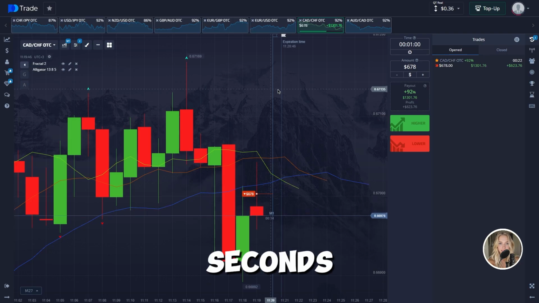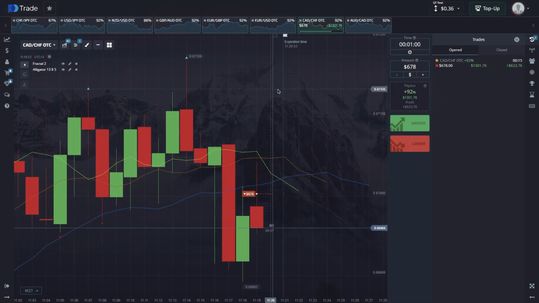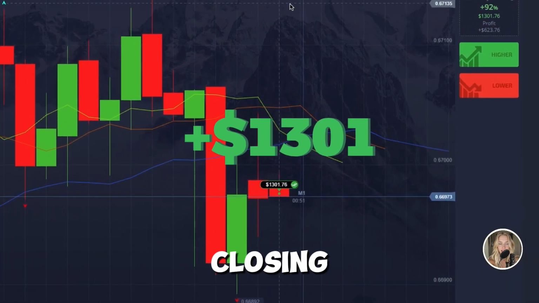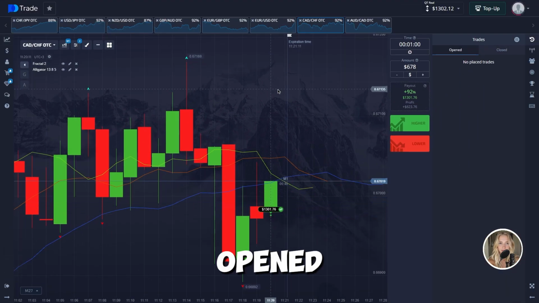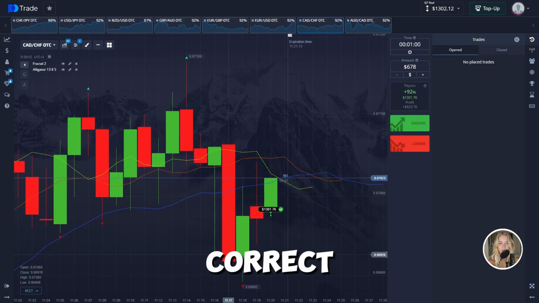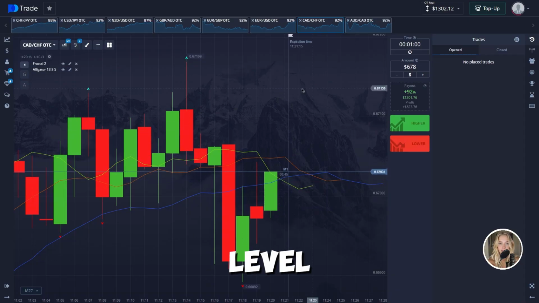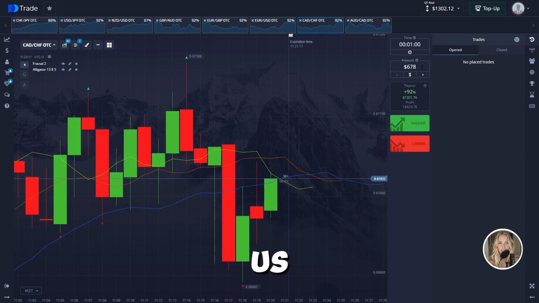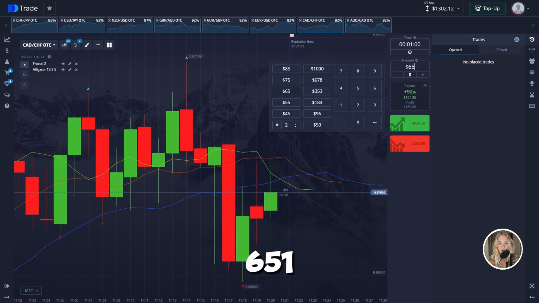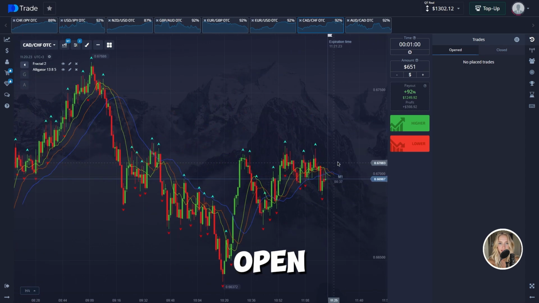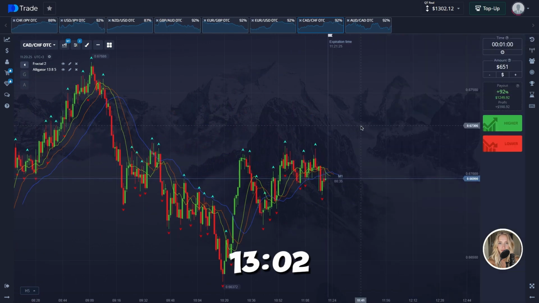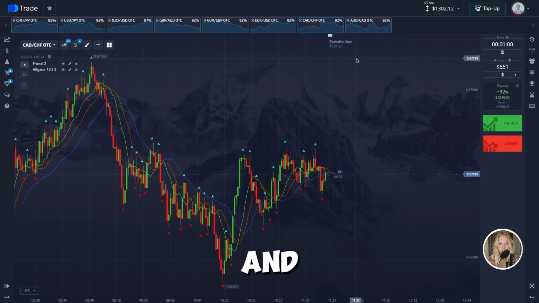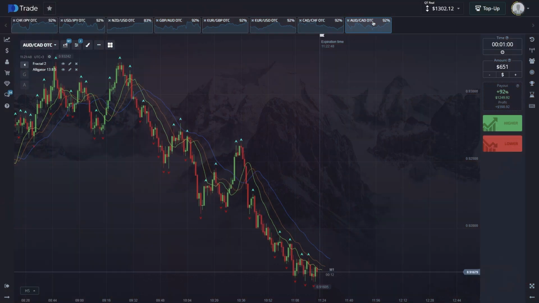We have around 20 seconds left. And our next deal is closing in A+. We opened the deal on time, correctly, and the opening level fixed it positively for us. Let's change the amount of the transaction value. Put 651 and open transactions in the amount of 1302. Let's start and select the next currency pair.